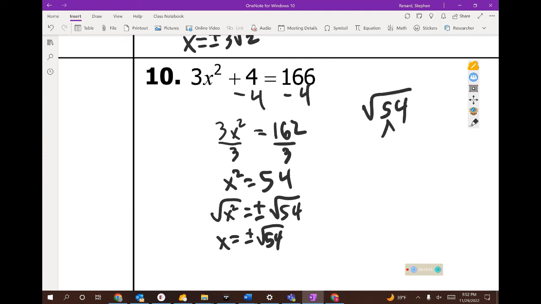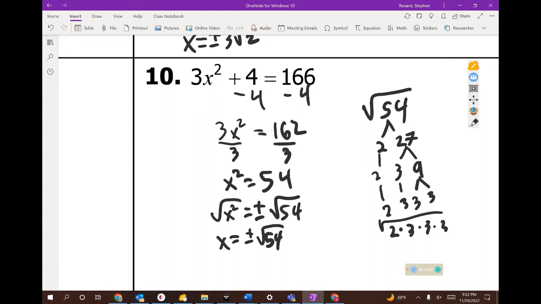Is it a prime number? Nope. Can we divide it by 2? Yep. 2 and 27. 27, not divisible by 2, but is divisible by 3. 3 and 9. 9 is 3 and 3. So instead of the square root of 54, we have the square root of 2 times 3 times 3 times 3. We have this nice pair of 3's here that we can move out. We end up with 3 times the square root of 2 times 3, which is 6.